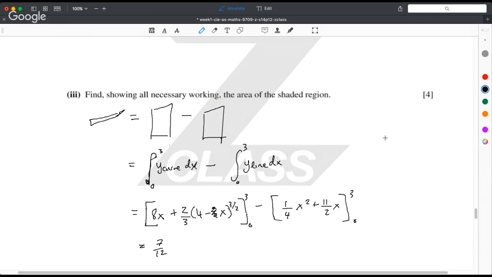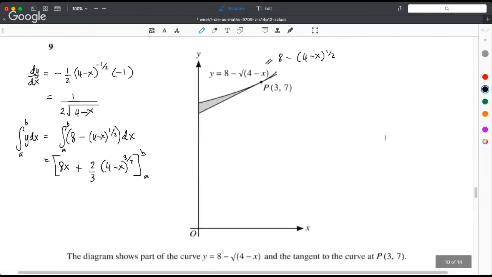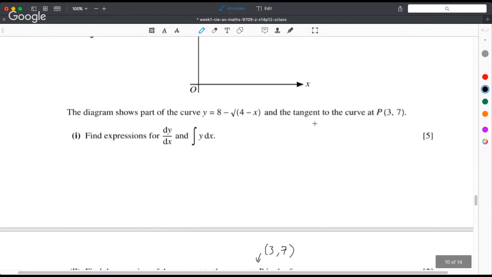So that wasn't so hard. Four marks in the bag. You just have to be used to thinking of integration as taking the area under a curve.